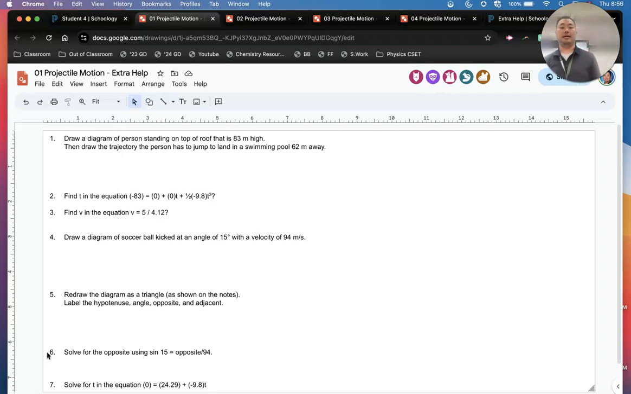Right, everyone draw a picture of a person standing on a roof 83 meters high and a swimming pool that's 62 meters wide. Okay, do your best drawing of that.